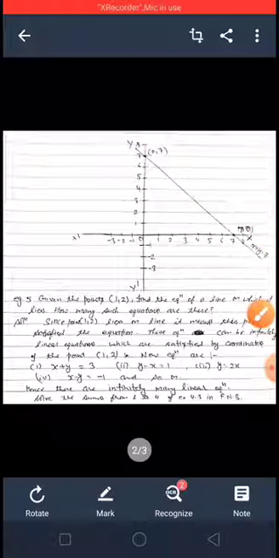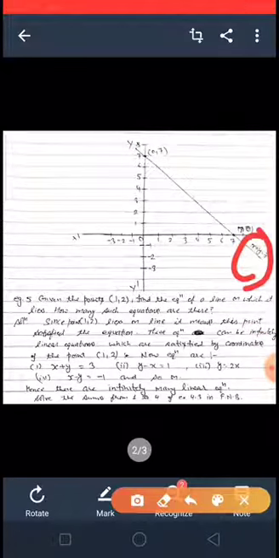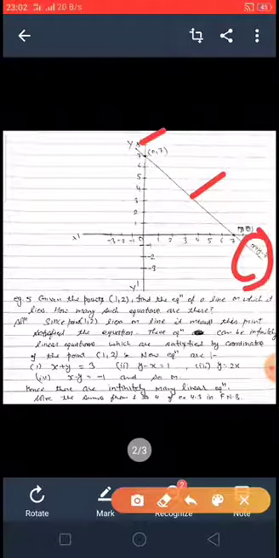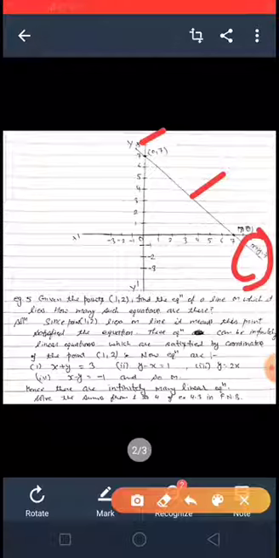Clear? And you have to write the equation here, that is x plus y is equal to 7. You can write it here or you can write it here. Clear? So this is the solution of this question.